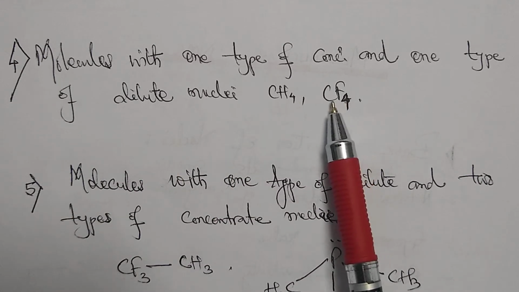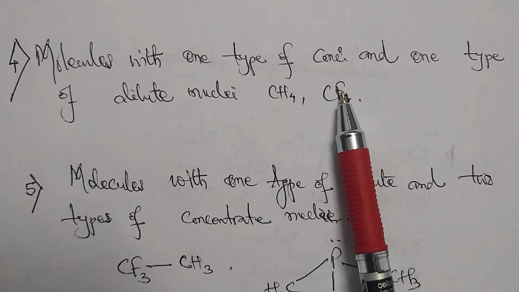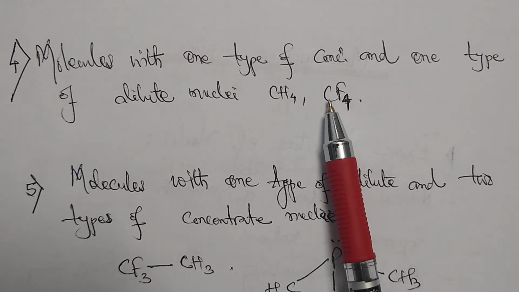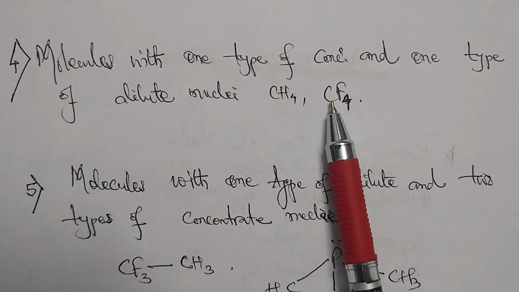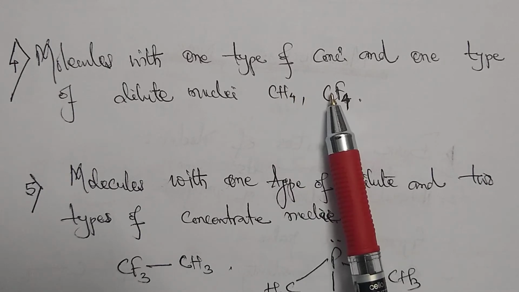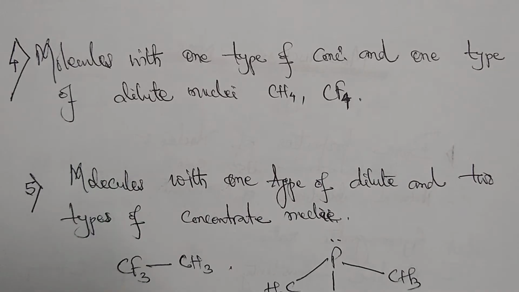Similarly, another one, CF4, fluorine over here, 19F. It has nuclear spin half, with a natural abundance of 100%. But in the case of carbon, 12C has high natural abundance but is not NMR active, but 13C is NMR active, though it is a dilute nucleus. So these are the two examples we can consider of this fourth kind. We will discuss that later.